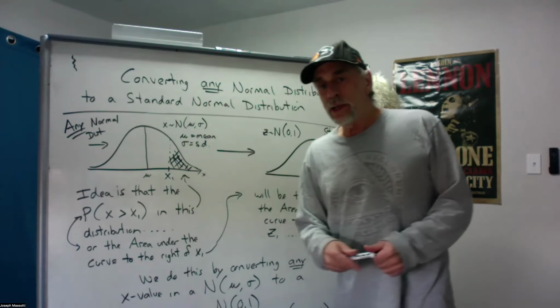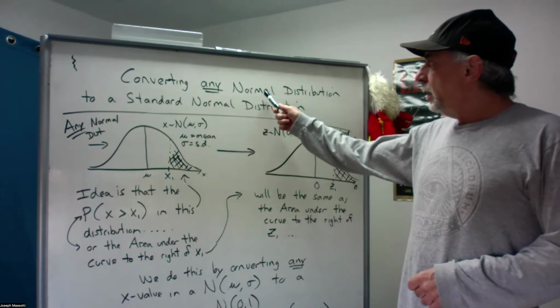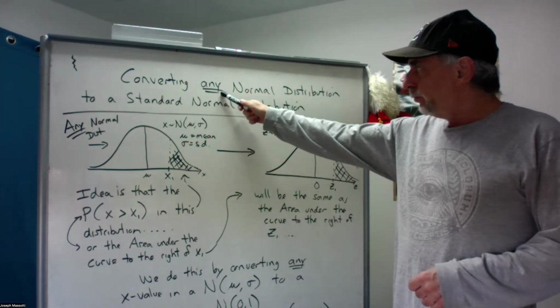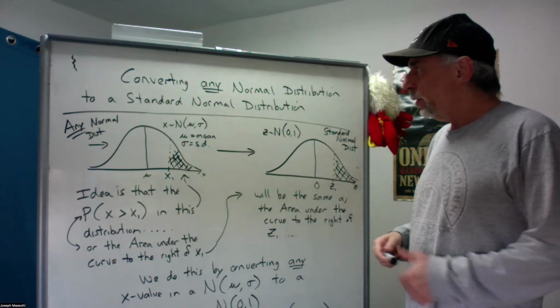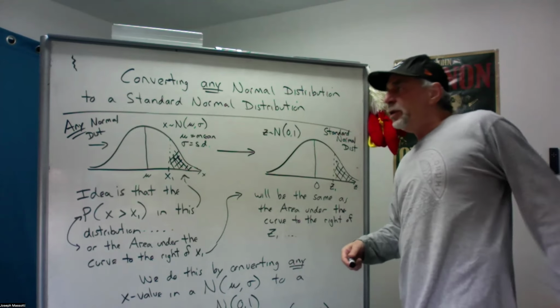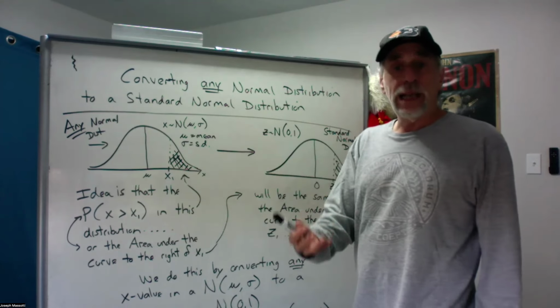Okay, video on changing any probability question concerning any normal distribution to a question concerning the standard normal distribution. All right, so we talked about the standard normal distribution in the previous video, and we said that it was the only one we have a table for.